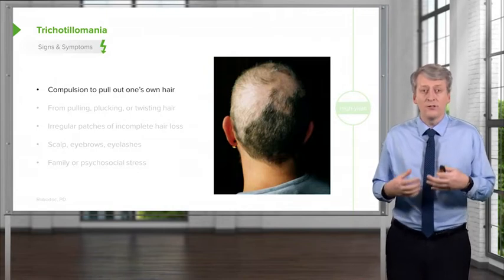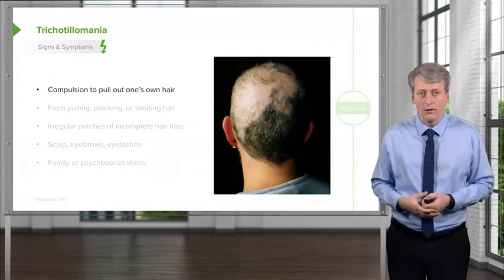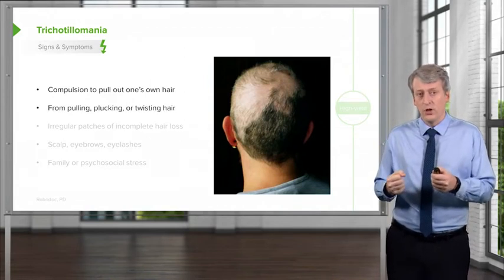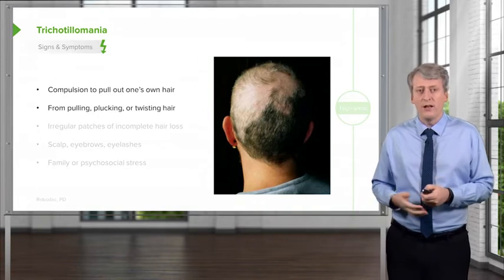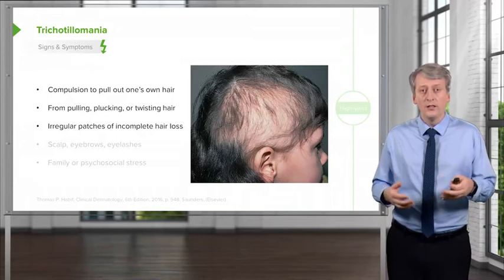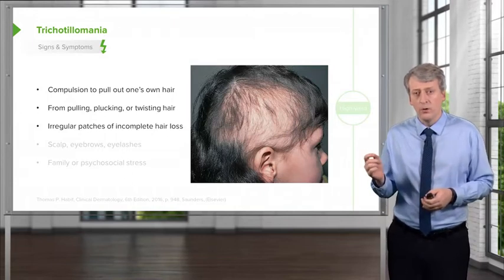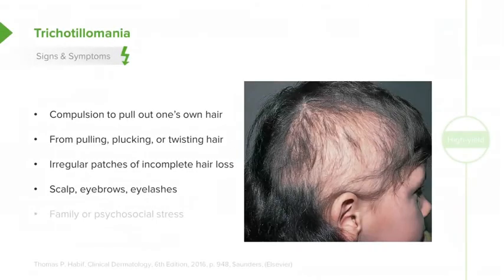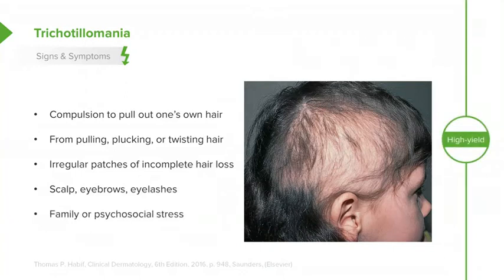Trichotillomania is a psychiatric compulsion to pull out your own hair. It's common in children. It results from pulling, plucking, or twisting of the hair. Patients may have irregular patches or incomplete hair loss because it's harder to pull shorter hairs. It can affect the scalp, the eyebrows, or even the eyelashes. And in general, there are either psychosocial issues or family issues that may be contributing to stress, which may be contributing to the behavior.